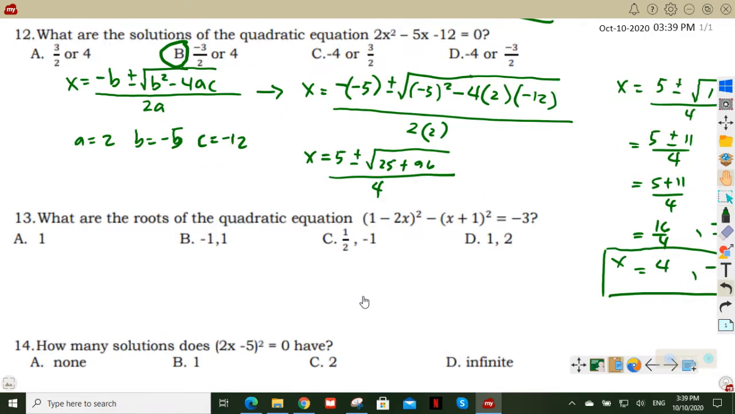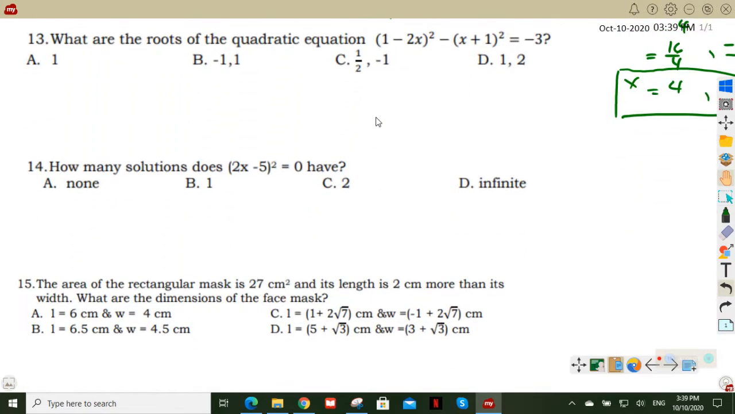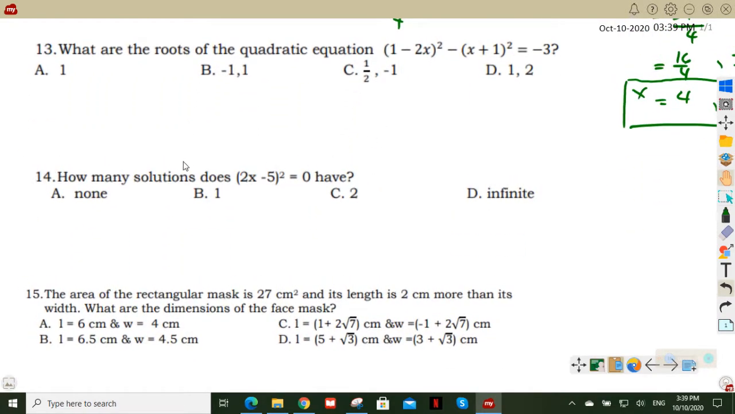Let's have number 13. Okay, number 13, what are the roots of the quadratic equation? Oh, okay, kind of complicated. Alright, let's do it like this. Can I use the quadratic formula? We can, but we need to write this first into standard form. Okay, so let's simplify this first.